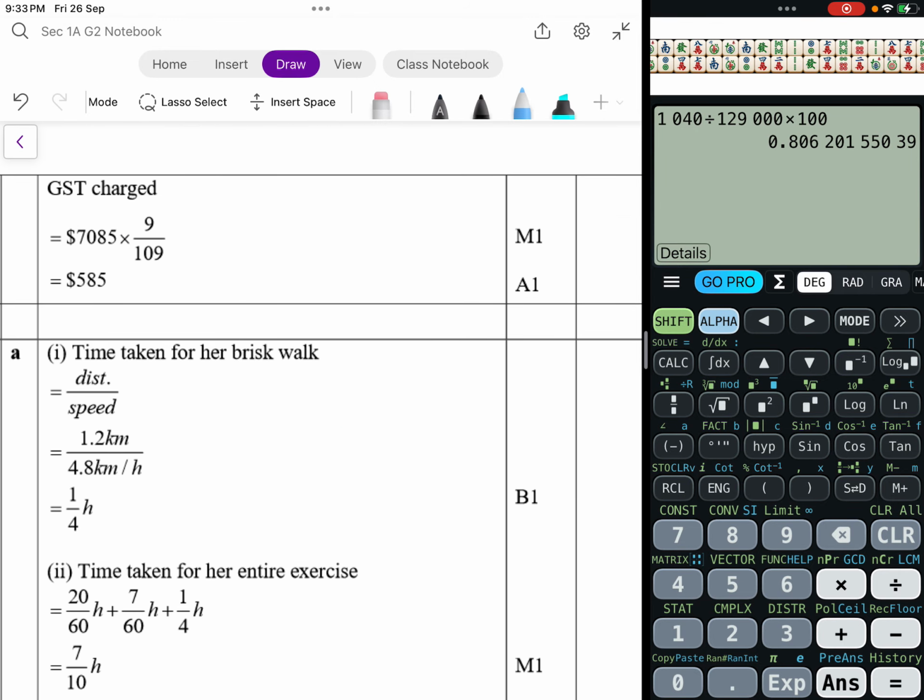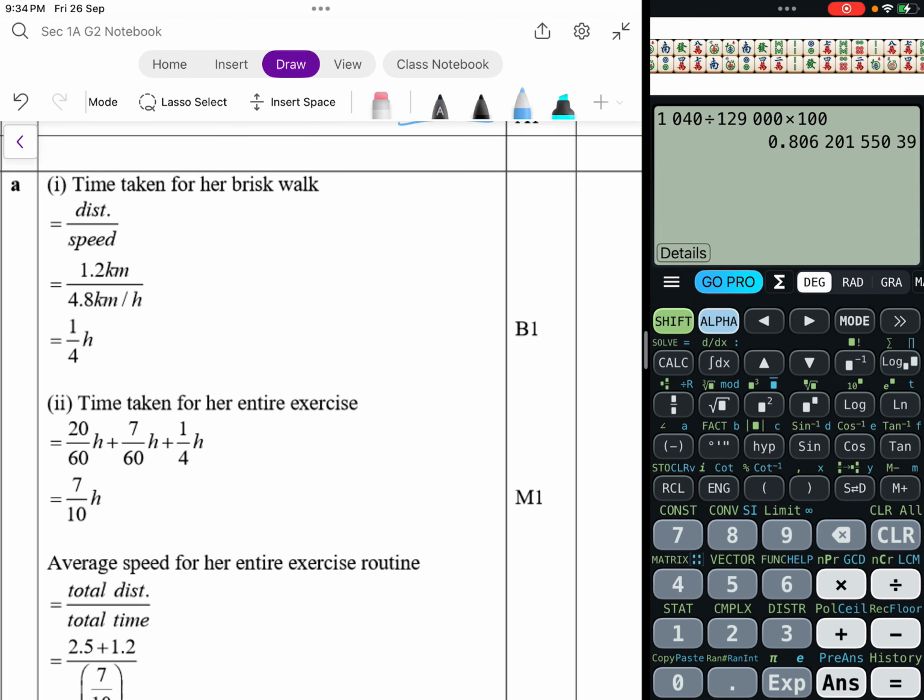Then after that, they were saying that Jessie paid 7085 for a plasma TV, and this amount is inclusive of GST. So if inclusive of GST, this is 109%. Then we want to find the 9%. We take 7085 divided by 109% times 9%. Then we get our answer.